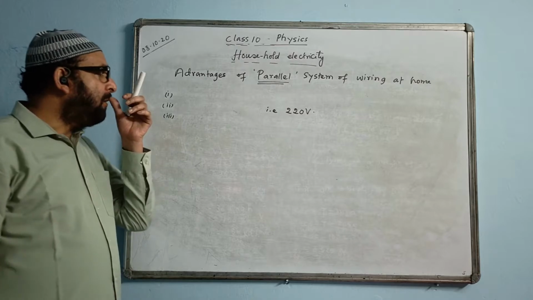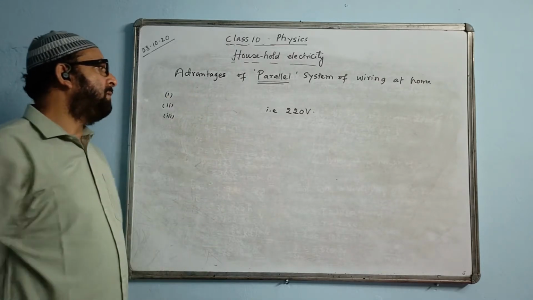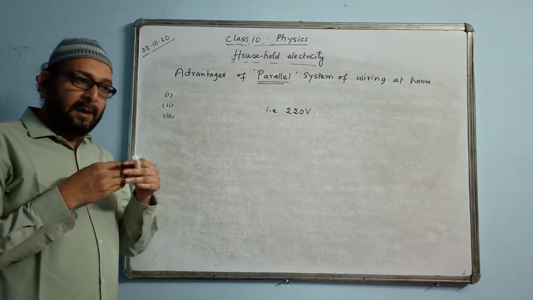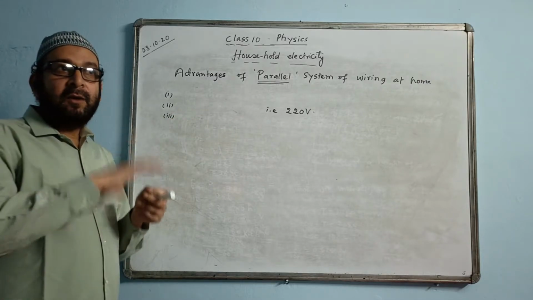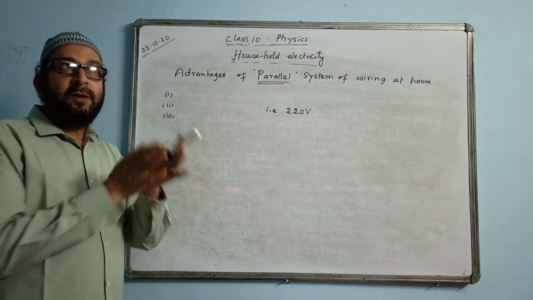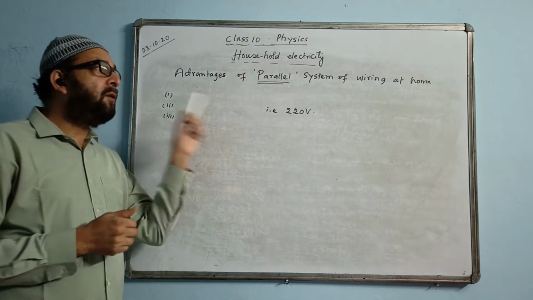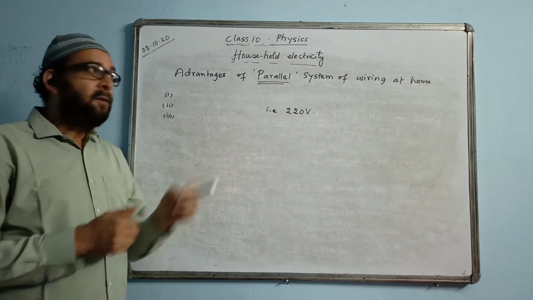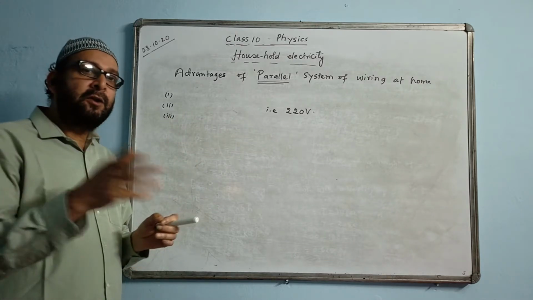Okay. Now you can understand what I said and what the advantage is in parallel. First point you retain: all the appliances run independently. It means the working of one appliance does not affect the working of the other appliance, because each appliance receives different current. So if any one of the appliances is damaged or is fused, then the other appliances will still work. They will continue to work.